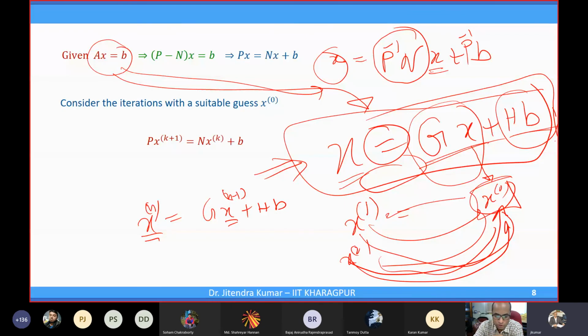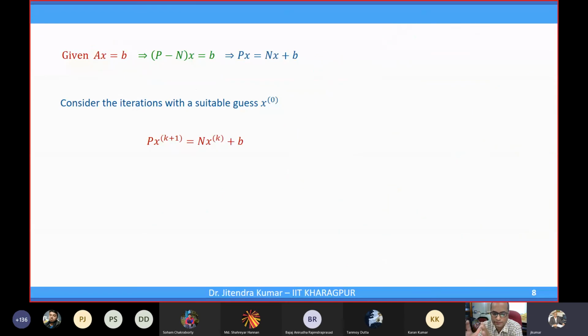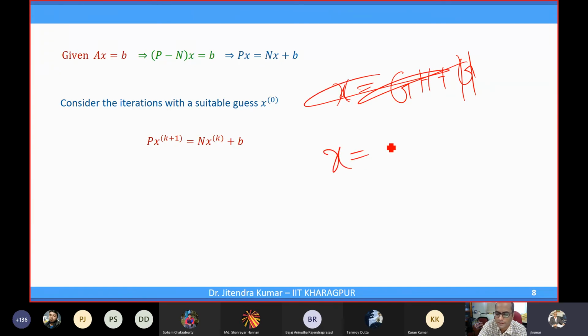So is that okay? I think you got a very good idea about this with this discussion. You have a splitting. What you are doing, as I mentioned before, is trying to get such a relation like Gx plus some Hb.